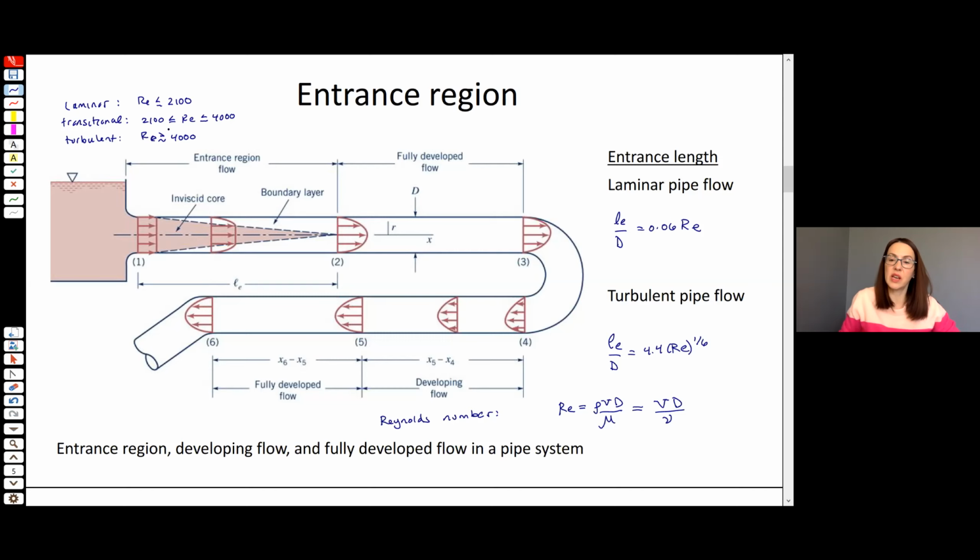This can vary if the pipe is very rough. That tends to drop the Reynolds number at which it transitions. But in general, if we can assume that the pipe is smooth, these are the numbers that we use.